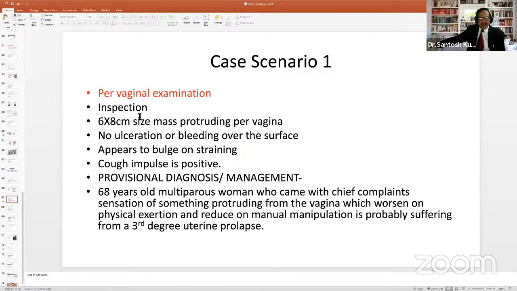On pelvic examination, a 6 by 8 centimeter mass is protruding per vagina, no ulceration, appears to bulge, cough impulse present. Provisional diagnosis and management? Any resident can take this and manage this case.